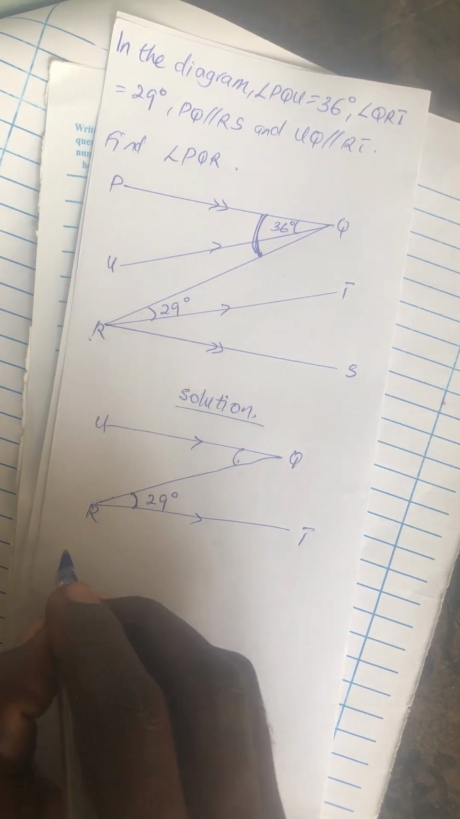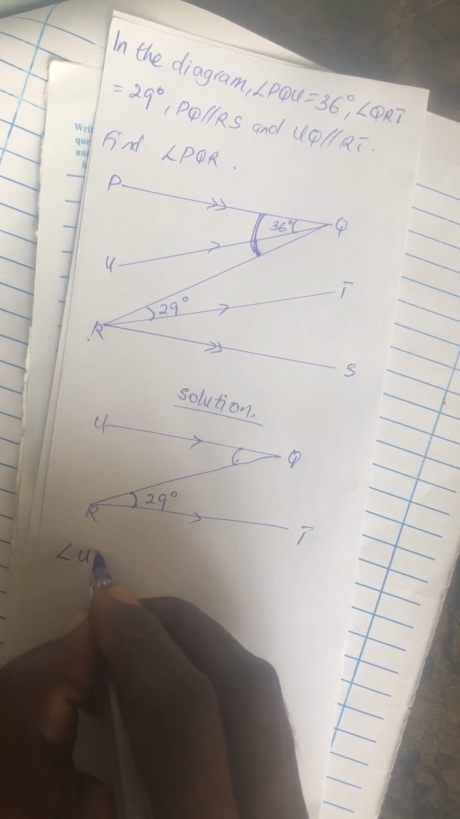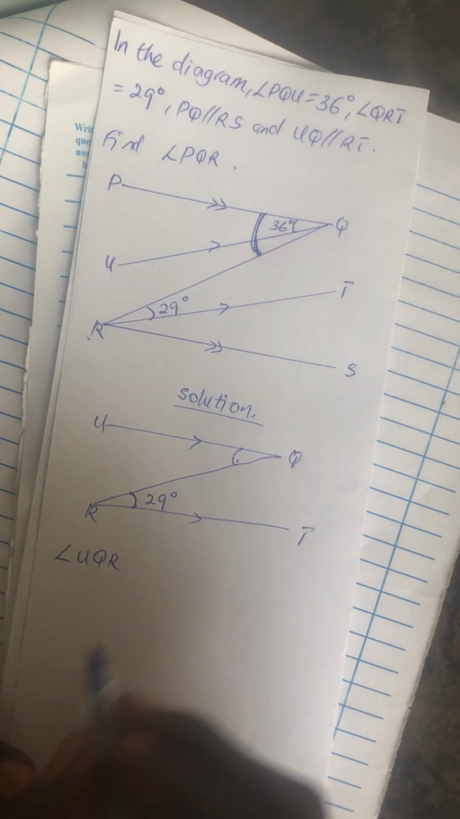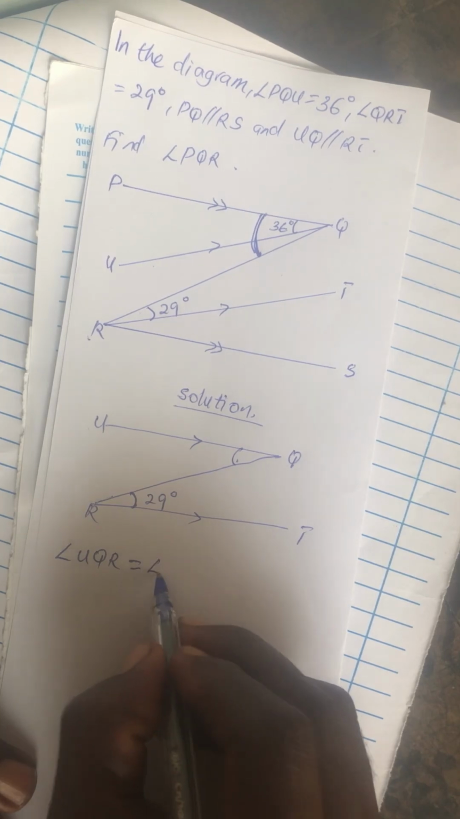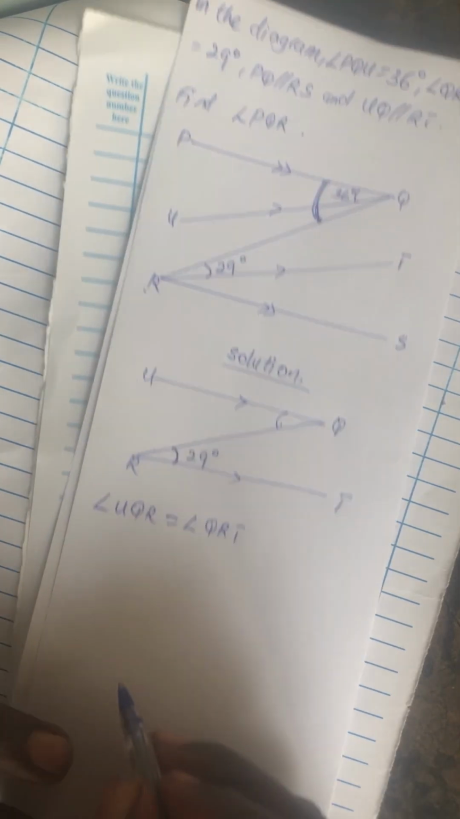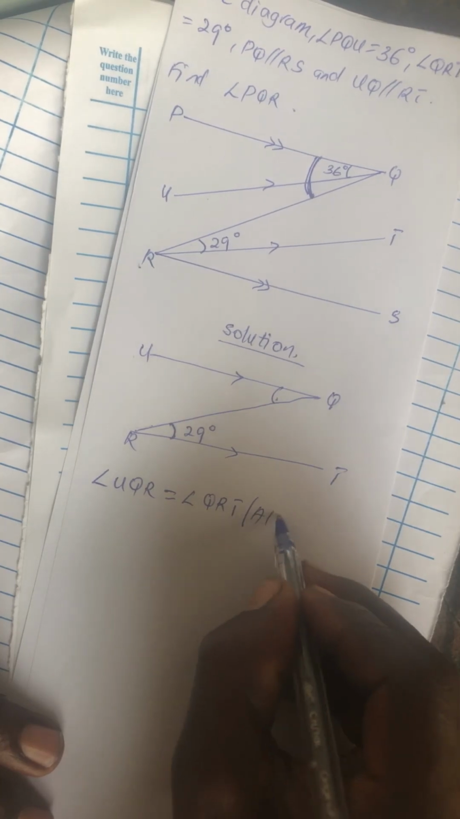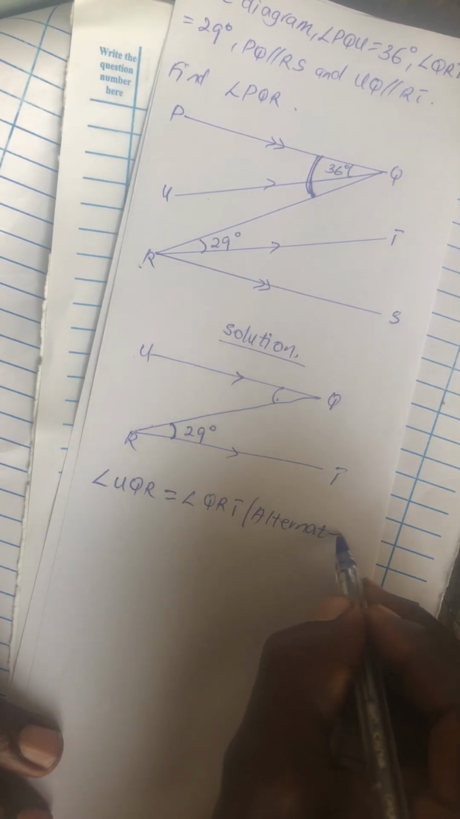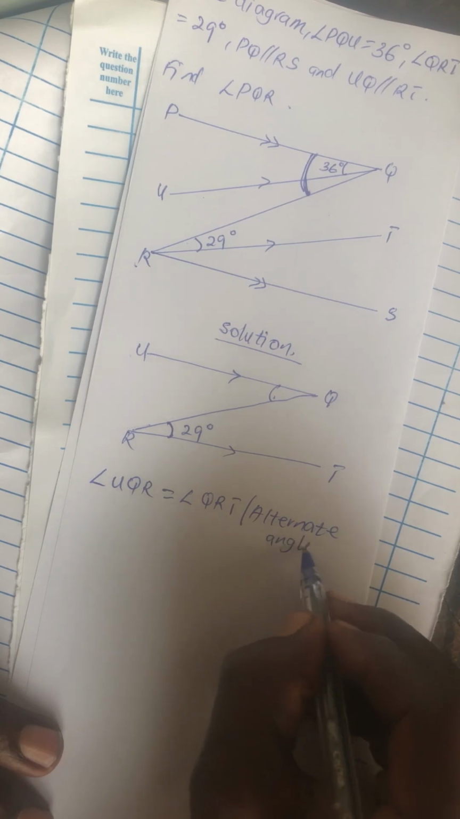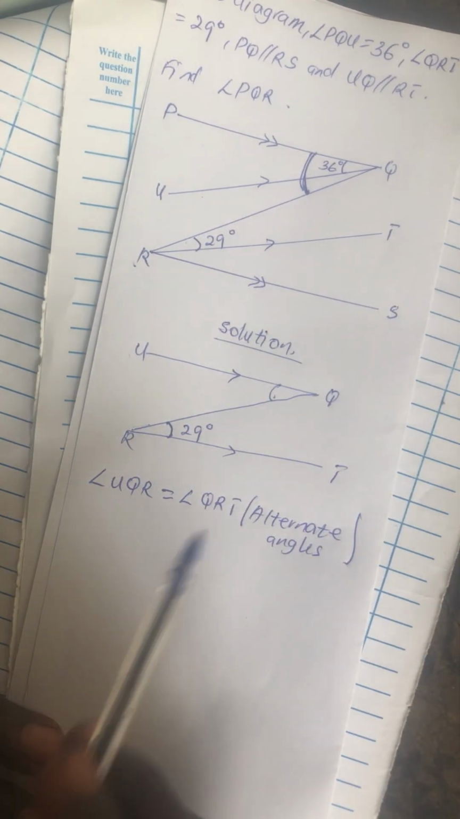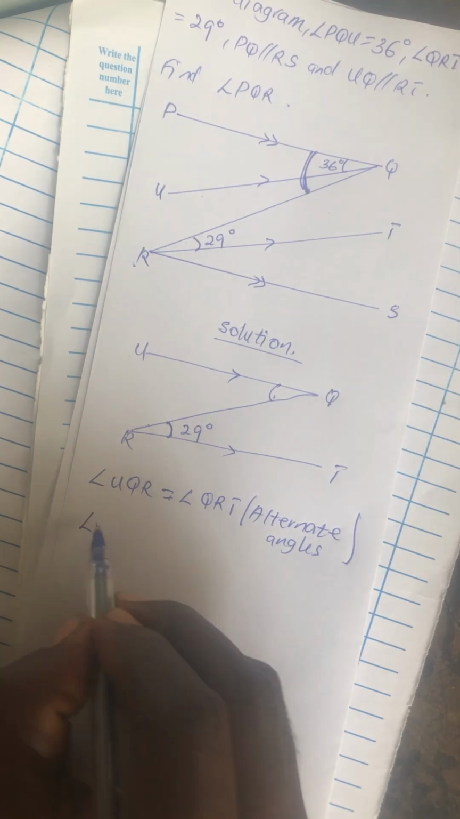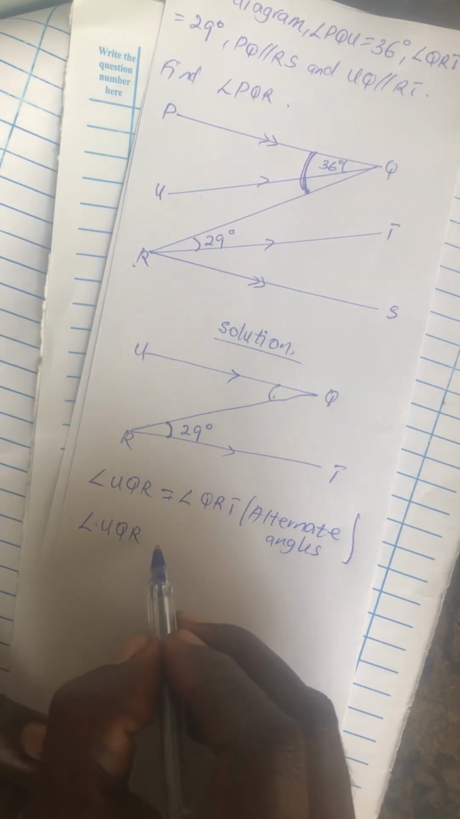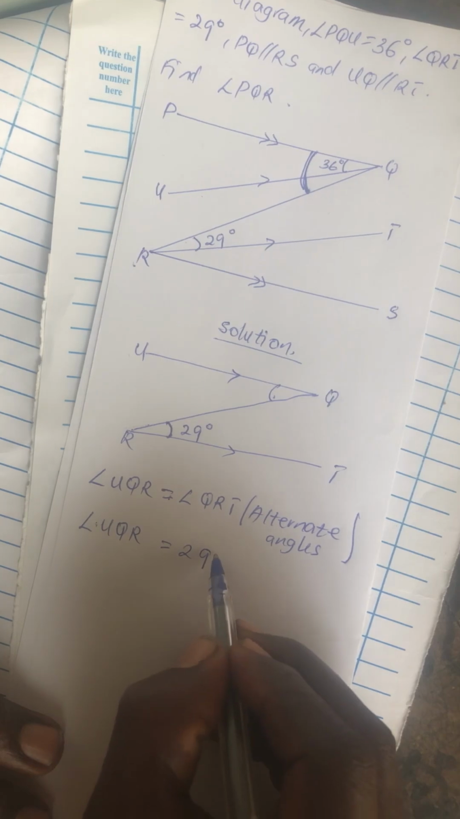The angle here is angle UQR. We are saying this angle is equal to angle QRT. The reason is that they are alternate angles. They are equal. Always take note: alternate angles are always equal. So we can say that angle UQR is equal to 29 degrees.